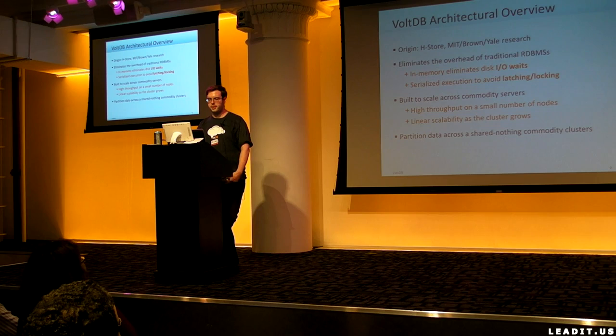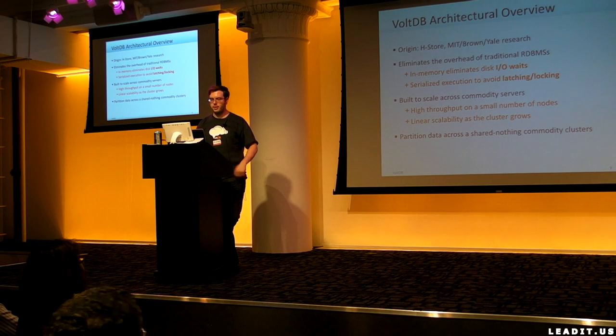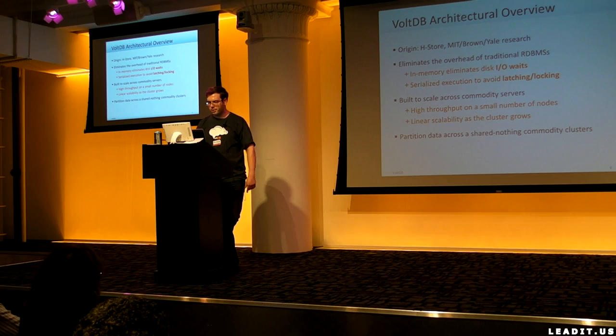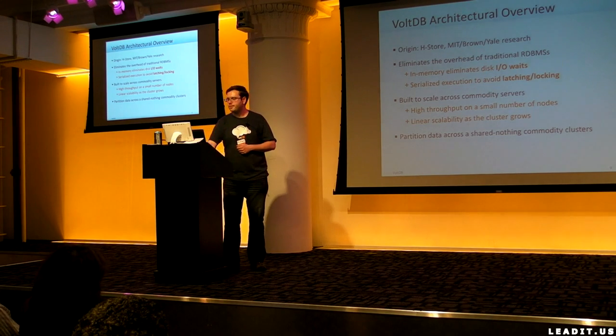And then they wanted to build it to scale across commodity servers so that you get a lot of throughput on a single node, thanks to having an in-memory system that shards down to the core level, even on one node. And then they wanted to get linear scalability as the cluster grows. So again, leveraging the same shared nothing architecture that gives you good scale up on a single node. And that requires that you partition your data across your shared nothing commodity cluster.